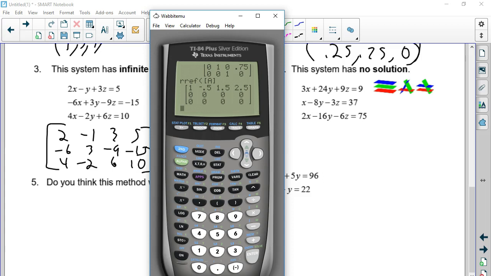Now, when you get this set up like this, and you get zeros all in the bottom two rows, you just need to know that that's infinite solutions. Okay? So when you have a setup where all your numbers end up on the top row, and you have zeros in the second row and third row, that is an infinite solution.